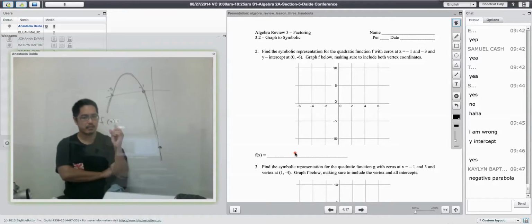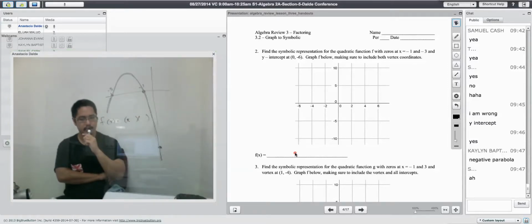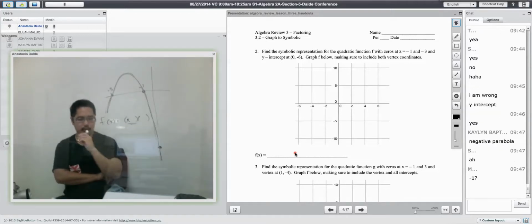I can tell you a few things about it. I can tell you that it will probably look something like this. There's going to be a parentheses here and parentheses here. What's going to go in this first parentheses and what's going into the second one? You guys tell me. It will have an x and a number over here. What's going in this first parentheses?